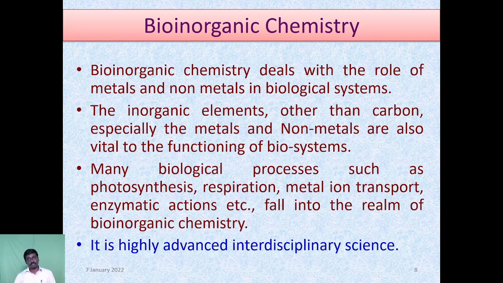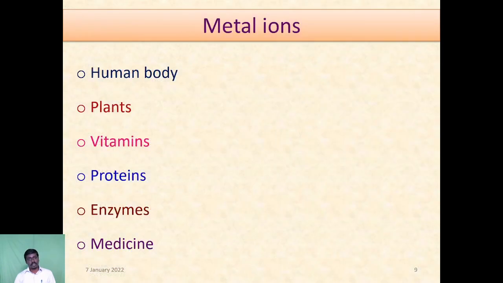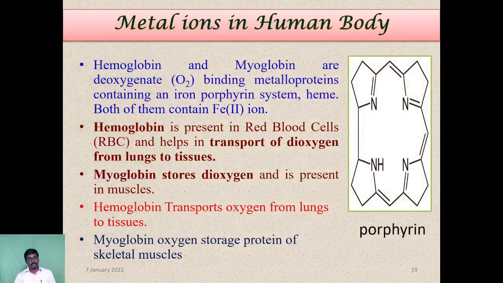As I have already told, bio-inorganic chemistry is a highly advanced and interdisciplinary science. In the inorganic aspects of life which I am going to discuss, the metal ions are present in the human body, plants, vitamins, proteins, enzymes, as well as medicines. From the beginning, metal ions in the human body.